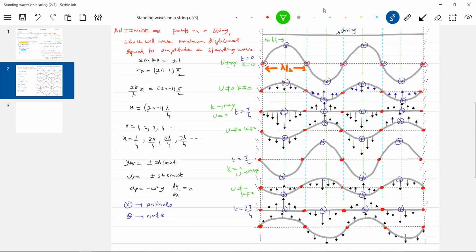I'll check it. So here K will be maximum. U will be 0. Here both will be non-zero.